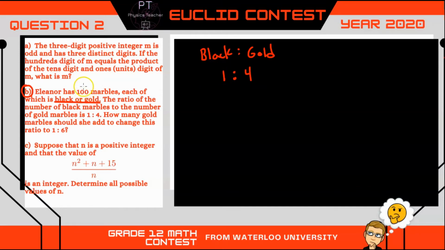Now, since she has 100 marbles, that would mean she has 1/5 of 100 black marbles, which would be 20. And you can see that in this ratio. If you continue this ratio, that's the same as 20 to 80. And that would give you a total of 100 marbles. So she has 20 black and 80 gold.